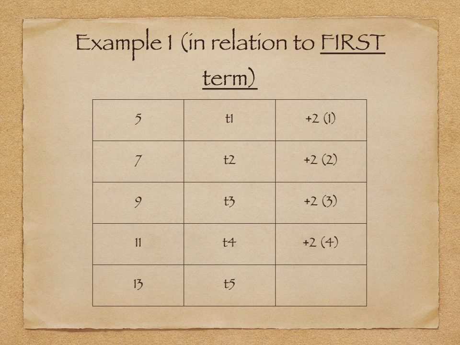at the same pattern, but in relation to the first term, we get something a little different, but still very similar. So, the first term plus 2 gets you the second term. The first term plus 2 times 2 over here gives you the third term. The first term plus 3 times 2 gets you the fourth term. The first term plus 4 times 2 gets you the fifth term.